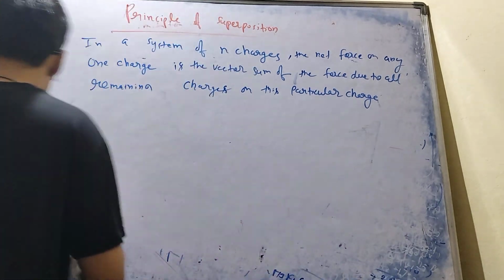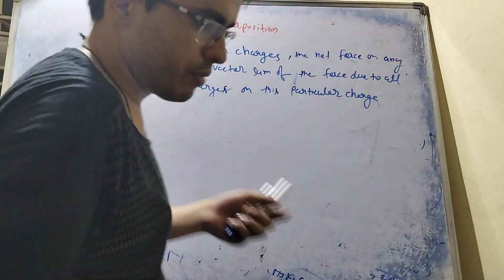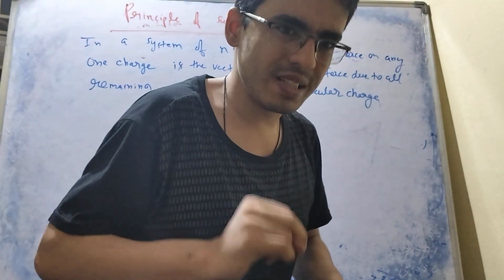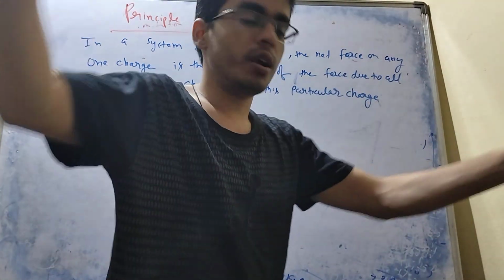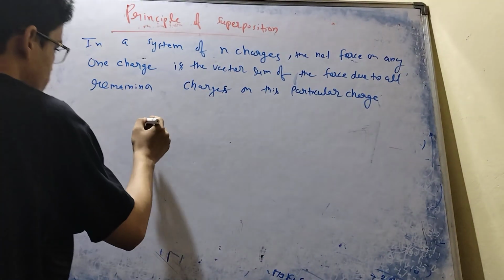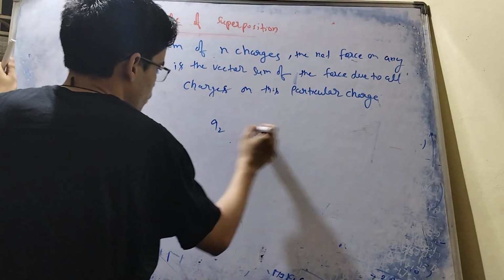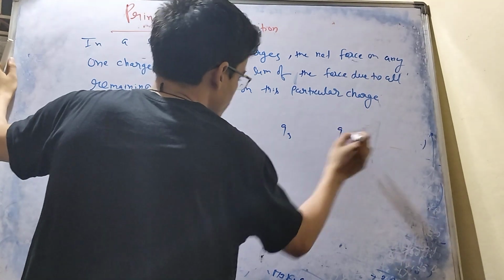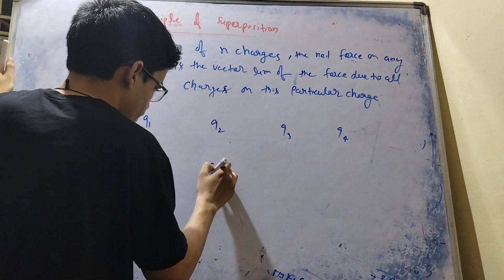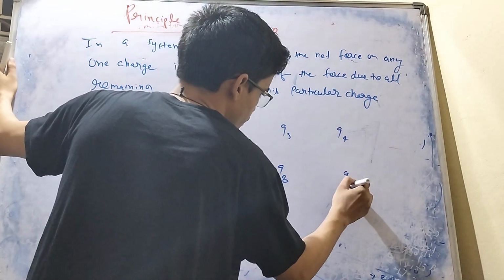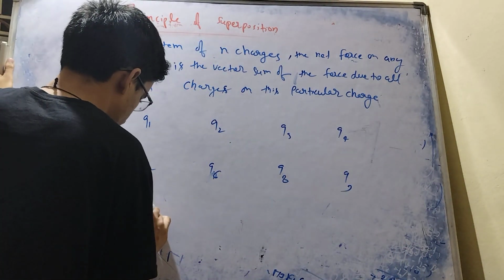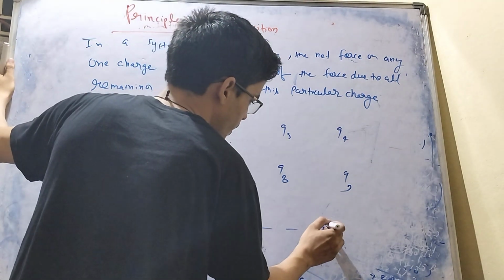Now I want to explain the meaning of the principle of superposition. In the first question I took 2 charges, in the second question I took 3 charges. Suppose there are infinite charges: Q1, Q2, Q3, Q4, Q5, up to Qn.